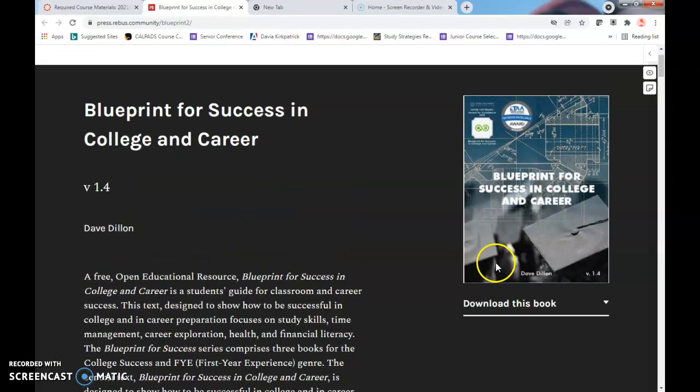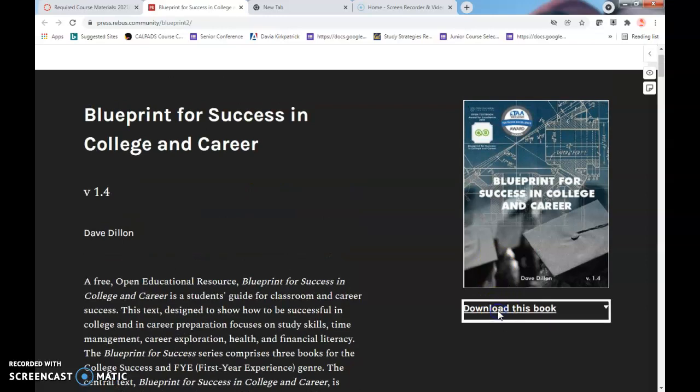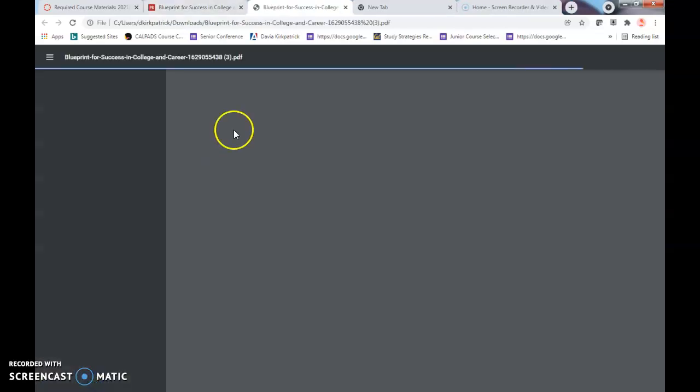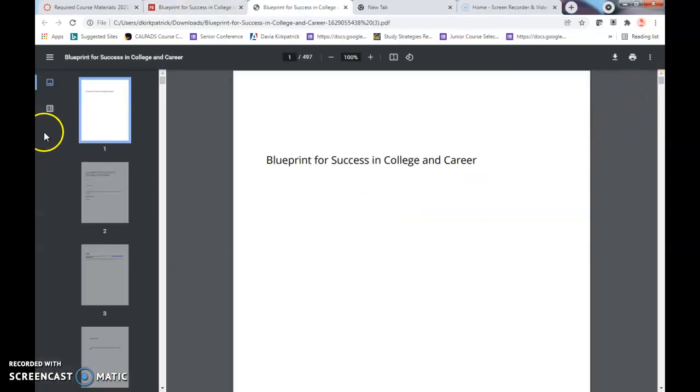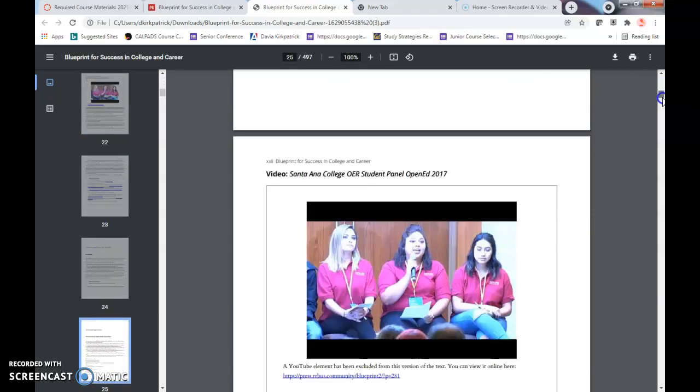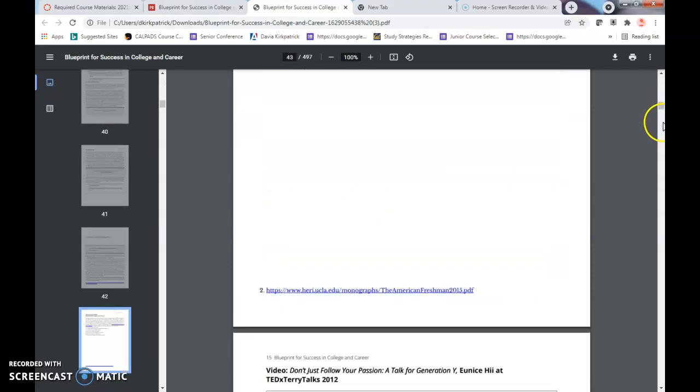At this point, I recommend that you guys are using the digital PDF version, because I know that there are page numbers with that particular version. I think some of you are looking over here to the left. These are not actual page numbers of the book. The page numbers of the book don't actually start until the content begins.